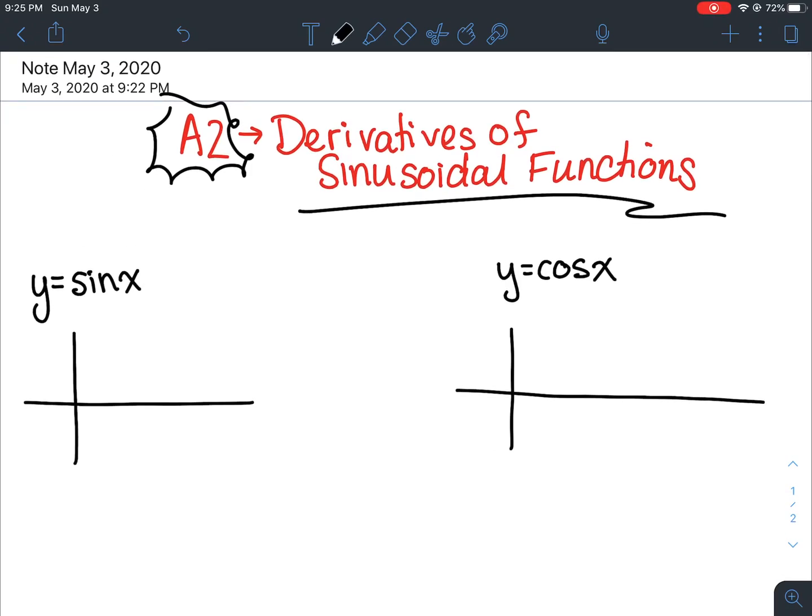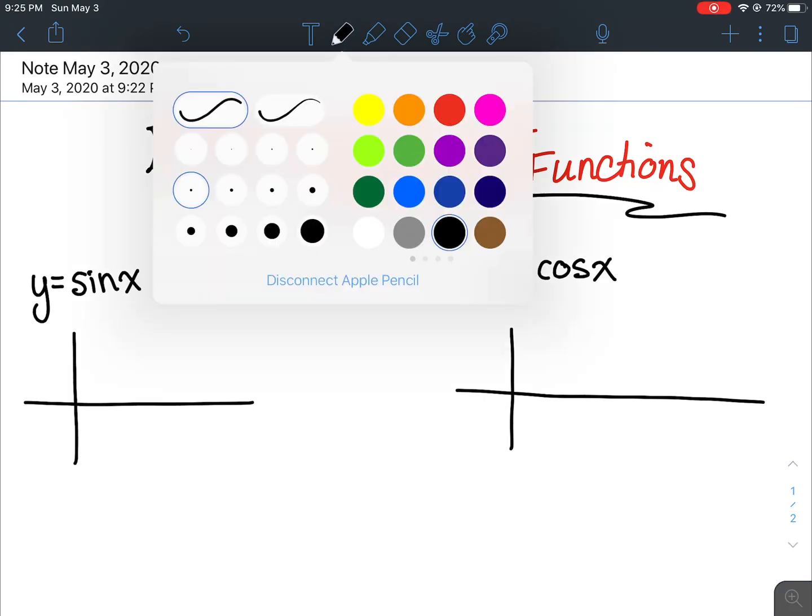Hey guys, this is a really short video in A2, and it's just a random thing that we're doing. We're going to determine the derivatives of sinusoidal functions. We're just going to make observations right now.